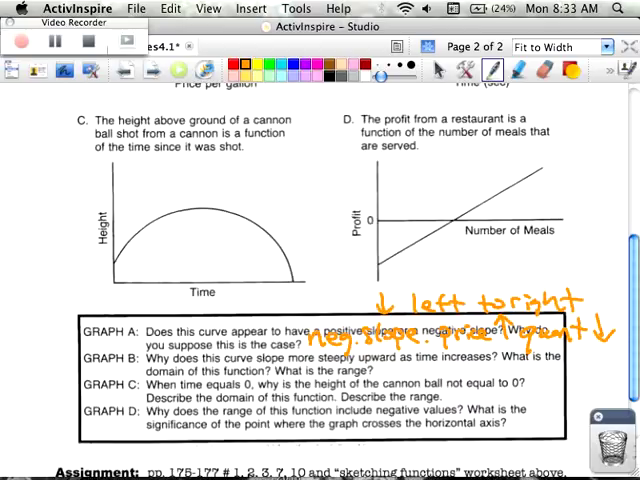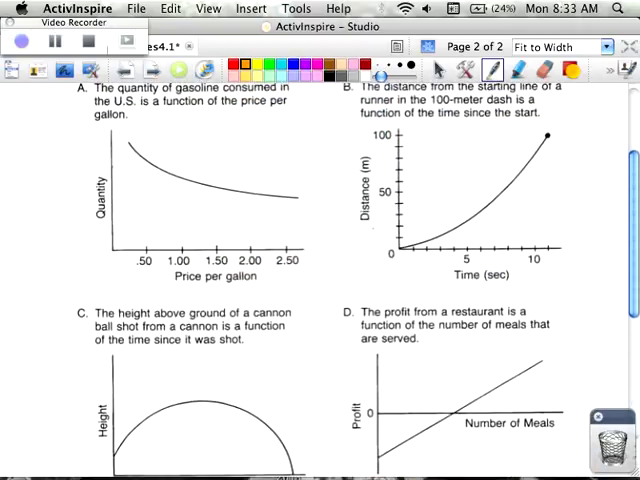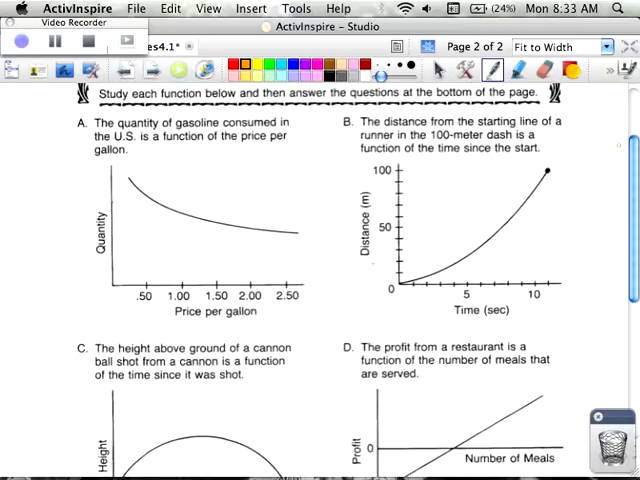In part B it says, why is this curve more steep upward as the time goes on? And then what's the domain and the range? So why is it more steep? It says the distance from the starting line of a runner is a function of time. So somebody's running. Why is it more steep as time goes on?